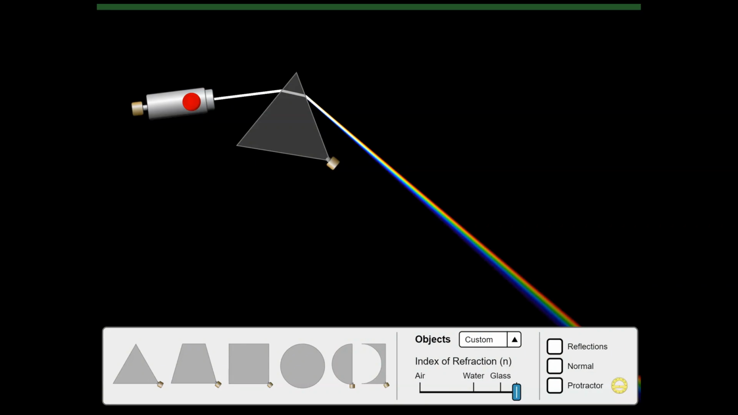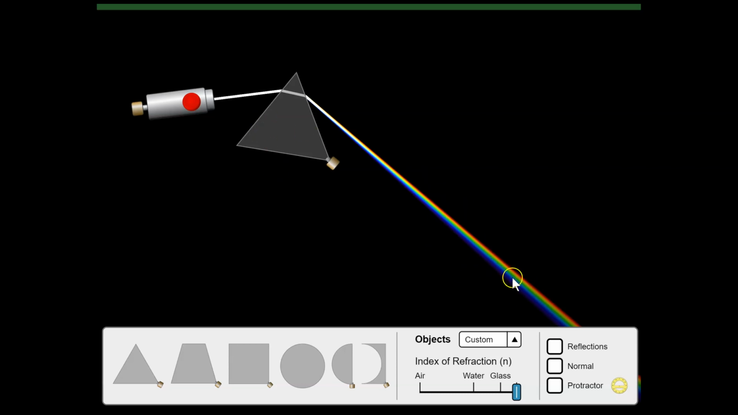What you're seeing here is that I have a beam of white light. White light is composed of all of the colors of the visible spectrum. So as light comes in, it is going to refract across this glass. And what you're seeing here down at the end is that you get the spreading of these colors.